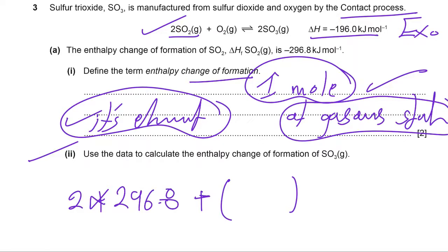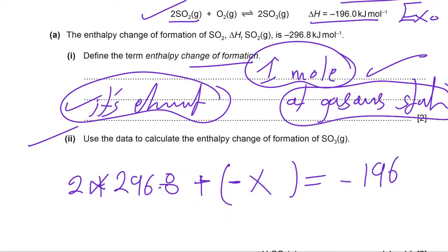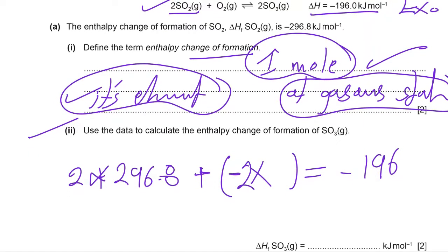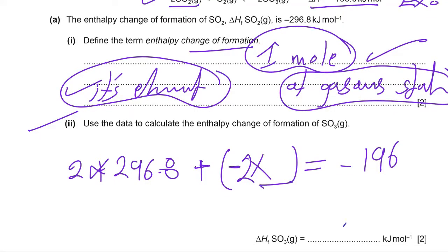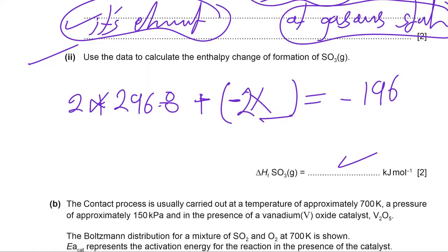What's the sign of formation? Always in the formation, you have negative. Why? Because formation of any compound will be exothermic. So here you have 2x, and this one gives us negative 196. So at the end, you just need to find minus 2x. Then just find x, and this x represents the amount of energy which is required to produce 1 mole of SO3.